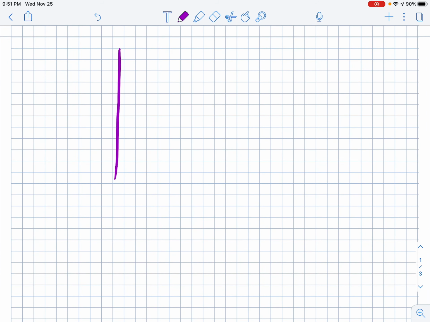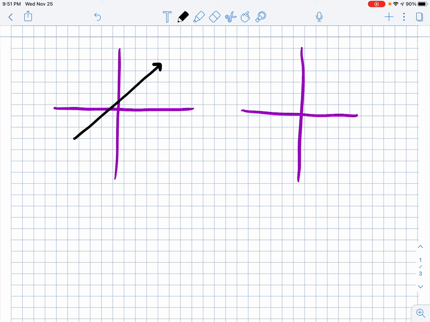So anytime you have a graph and your line is going up to the right, it's a positive slope. But if it's going down to the right, it's a negative slope.